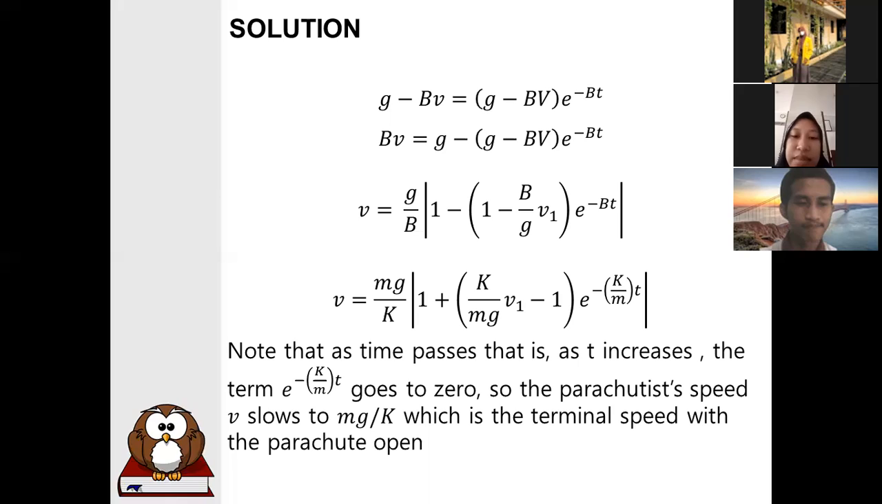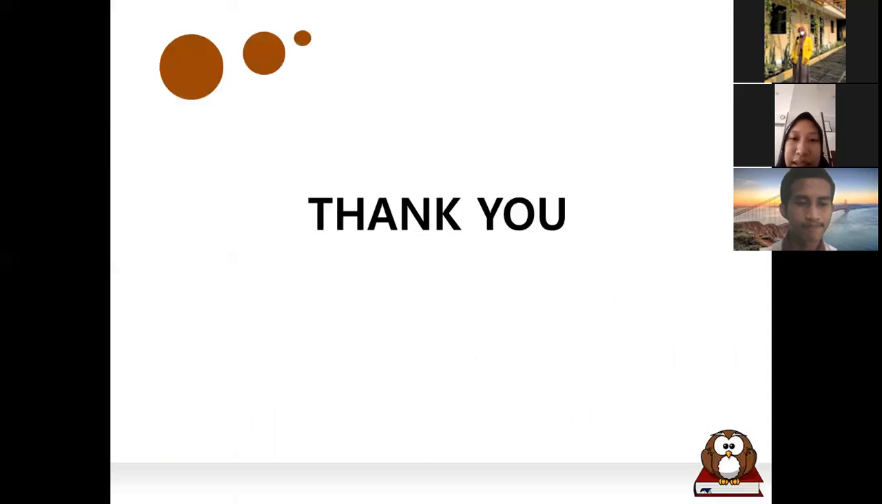Note that as time passes, as t increases, the term e to the power minus k over m times t goes to 0. So the parachute speed v slows to mg over k, which is the terminal speed with the parachute open. Next.